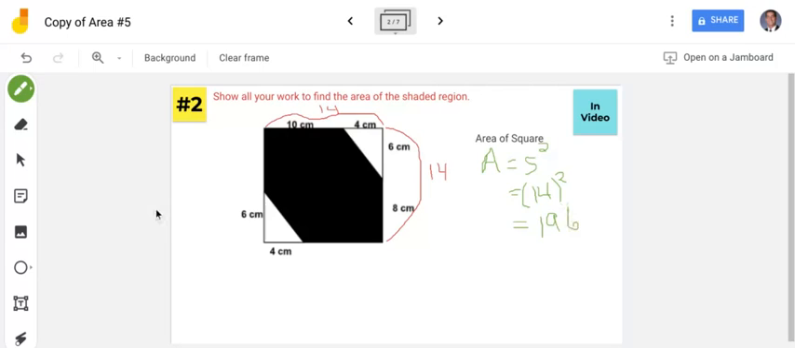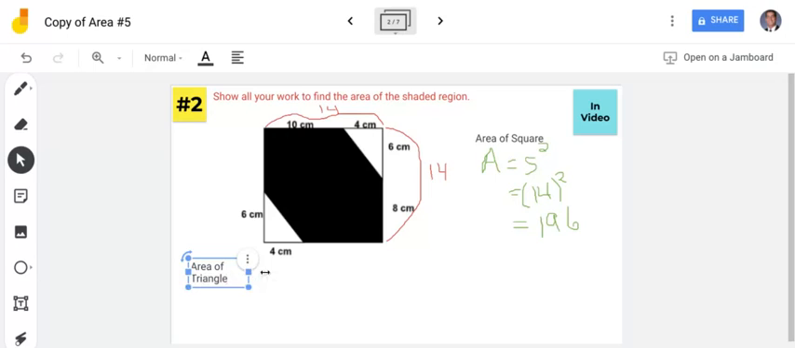Now if I want the area of the shaded region, I need to take out these white triangles. If I were to cut these white triangles off, I would only be left with the shaded region, which is what I want. Okay, so over here was fine. Area of triangle.